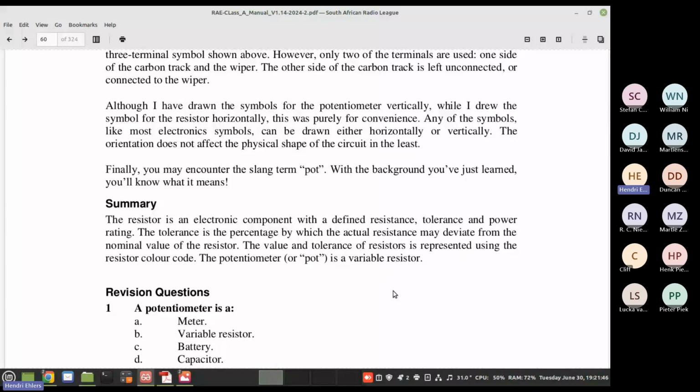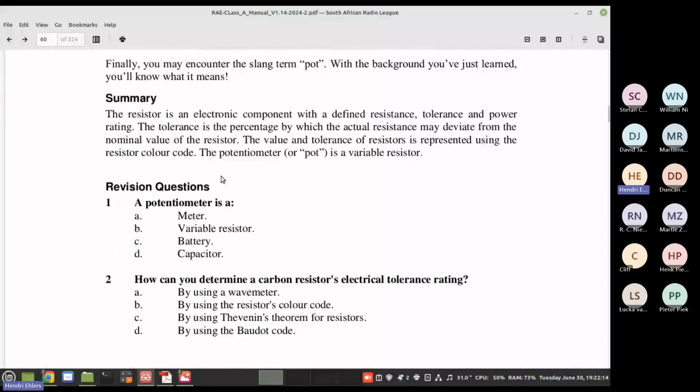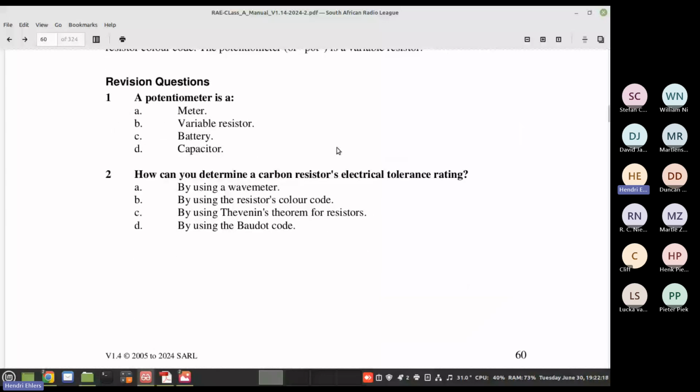The potentiometer or pot, that's the other name. If somebody comes to you and says, listen here, my pot is dirty, then you don't put it in the dishwasher, you get some contact cleaner and you spray the potentiometer. And pot is an abbreviation, maybe a slang, for a variable resistor. Right. The good news is that that's the end of that chapter. Let's see if we can answer the questions.